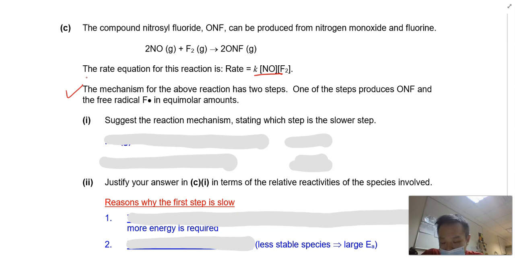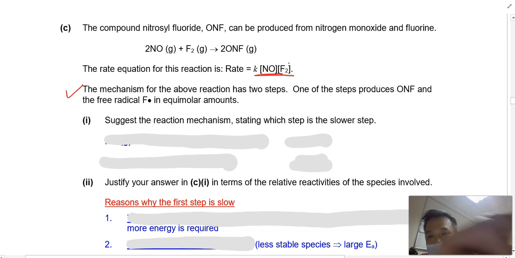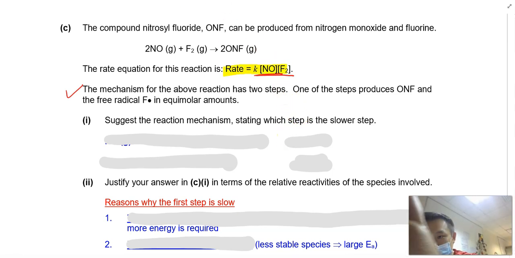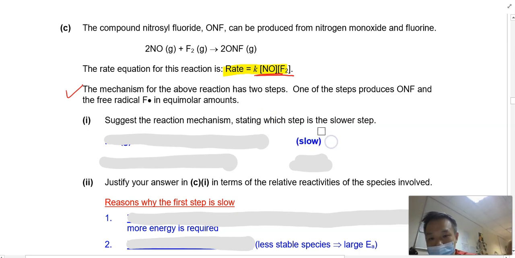In part B, we basically verify which mechanism is the more plausible one. And in part C is the higher order, where we're supposed to propose a mechanism. Okay, so follow me closely. Alright, so we have rate equals to k[NO][F2]. From the rate equation, first thing first, focus on the slow step.